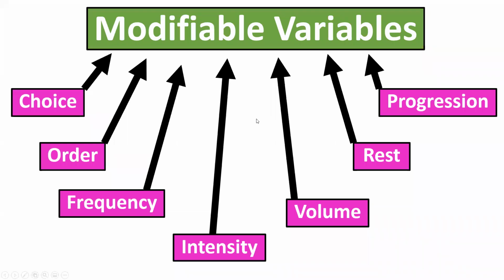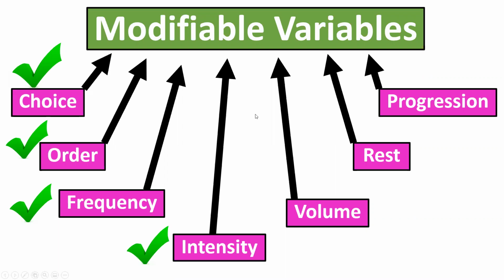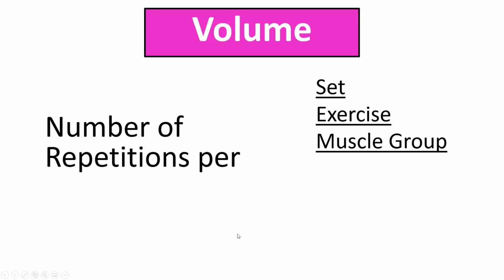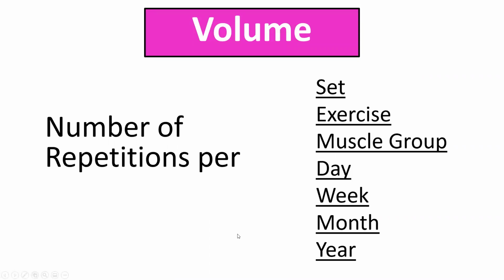So now we've gone through our exercise choice, order, frequency, intensity. Now it's time for volume. Okay, volume is a key component when it comes to our overall training program, and it really is very associated with our intensity. So volume is our number of repetitions per set, per exercise, per muscle group, per day, per week, per month, per year. So volume is how much we do, how many repetitions we do. We have a volume within the set, a volume within that exercise and that movement pattern, a volume within a muscle group, a volume within a day, week, month, year.